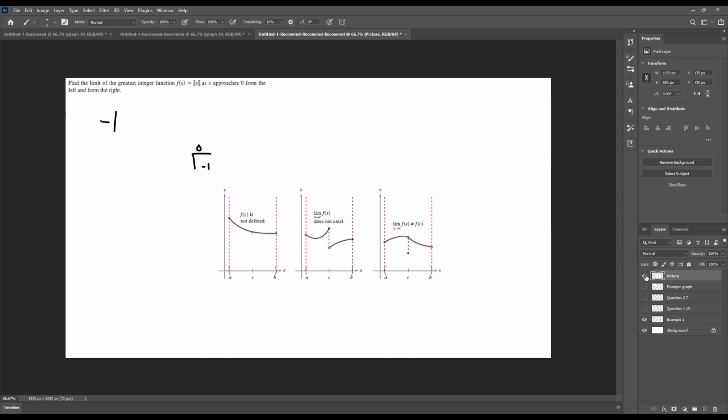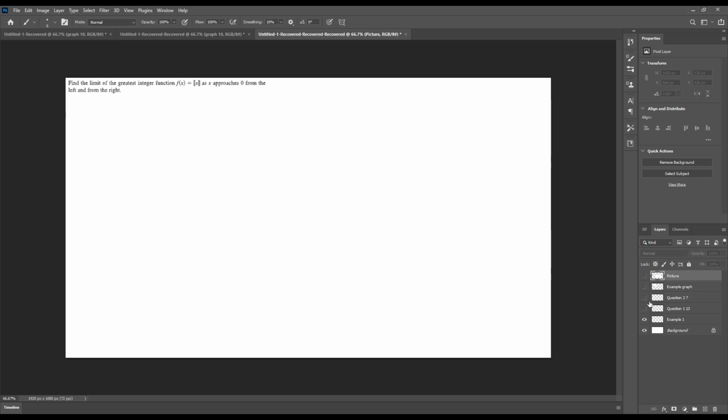Okay, now let's look at our next one. Look at our next question. The limit as x goes to 0 of the absolute value of x over x. I guess I can solve that one.